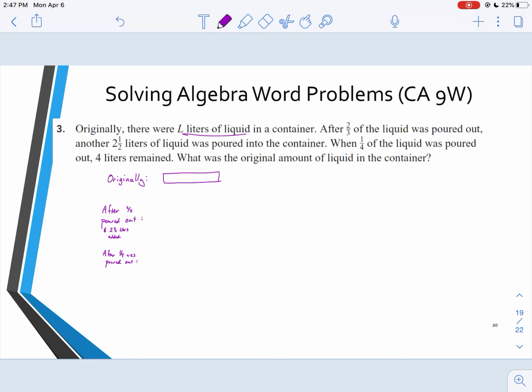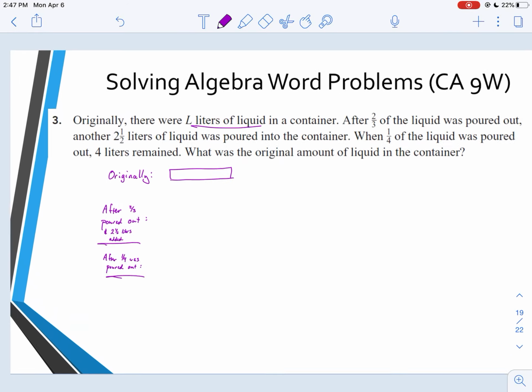We start out with L liters of liquid in a container. After 2/3 of the liquid was poured out, another 2.5 liters was added. And so that's going to be my next step. And then 1/4 of the liquid was poured out, 4 liters remained. What was the original amount?